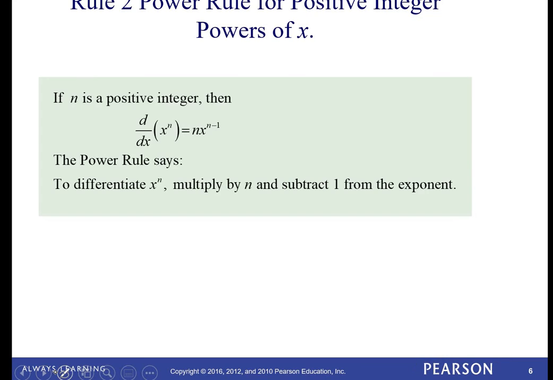Rule number 1. Rule number 2. Oh, sorry, that's cut off. It's the power rule for positive integer powers of x. Okay, so if n is a positive integer, I'm sorry, I wanted to back up. Sorry, do not write that down. I want to try something first.